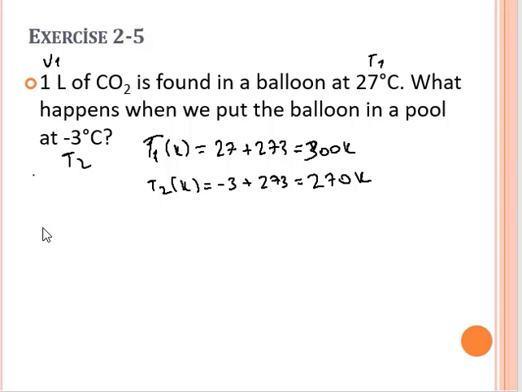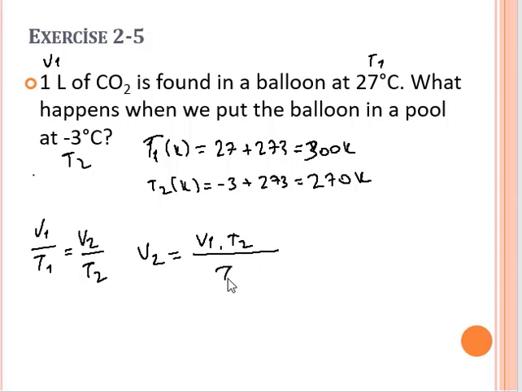And we can write the relationship again: V1 over T1 is equal to V2 over T2. We are calculating V2 again. V2 is equal to V1 times T2 over T1. We know V1. It is 1 liter times T2, which is 270 Kelvin, over T1, which is 300 Kelvin. Kelvins simplify each other, and V2 is equal to 0.9 liter.